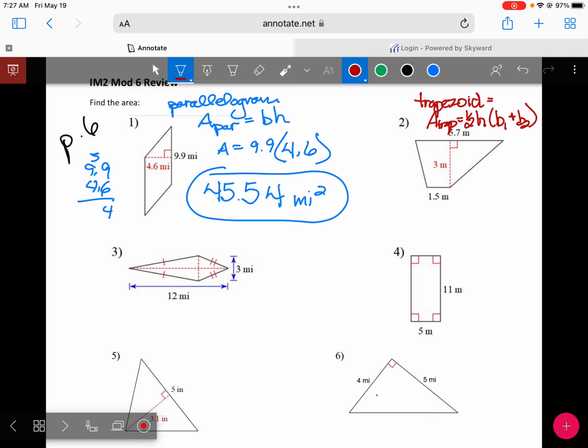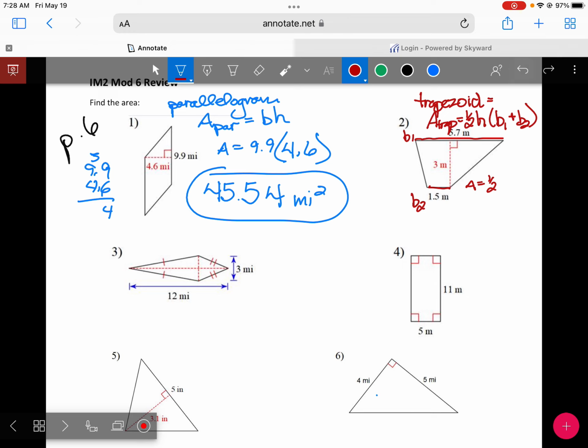Joels, are you with me? Okay. So base 1 and base 2, these are your bases. It doesn't matter which one is which. I'm going to call the top one base 1. I'm going to call the bottom one base 2. So I would take 1/2 times the height, and it has to be a perpendicular straight up and down height.